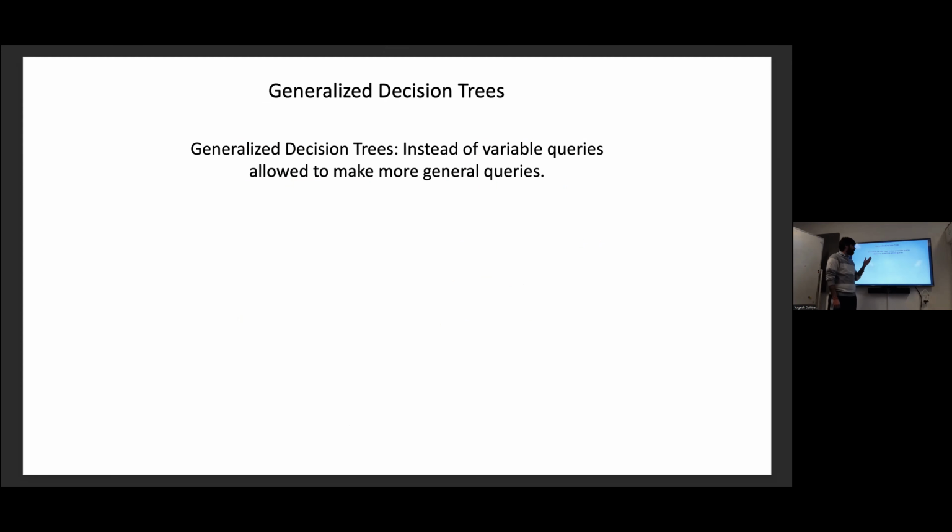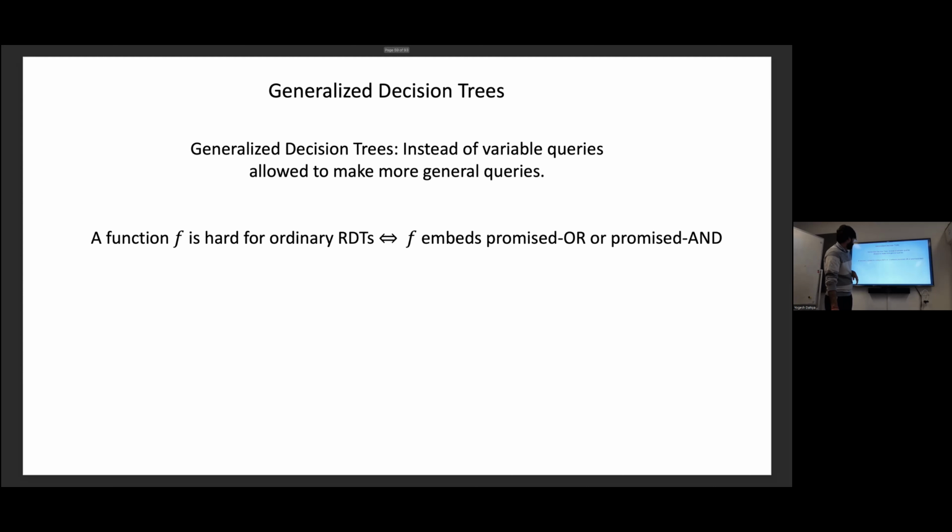So we started studying more generalized decision trees, where instead of just variable queries, you are allowed to make more general queries. Let's say you have some class of functions. You can choose a function from that class and ask a query: you can test whether that function has 0 or 1 on your input. We just saw that an ordinary randomized decision tree embeds promise OR or promise AND.